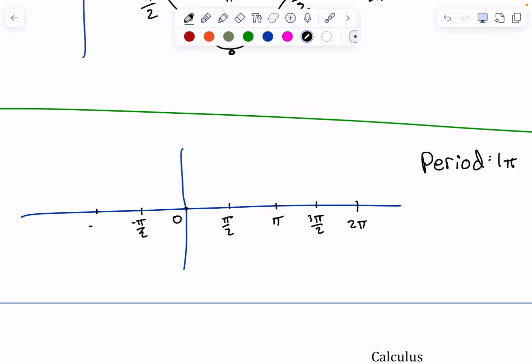I will go to negative pi. I'll go to negative 3 pi over 2. And I'll go to negative 2 pi. Okay, whatever.